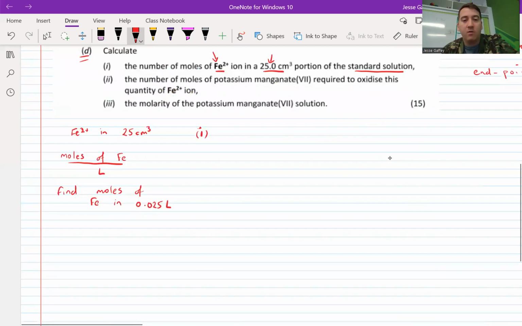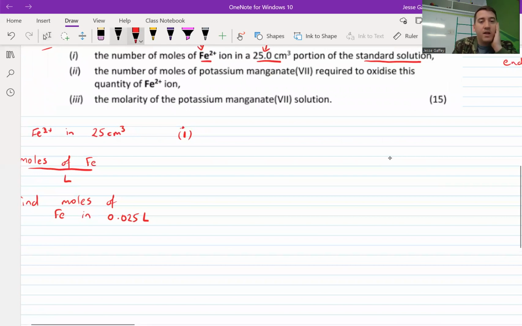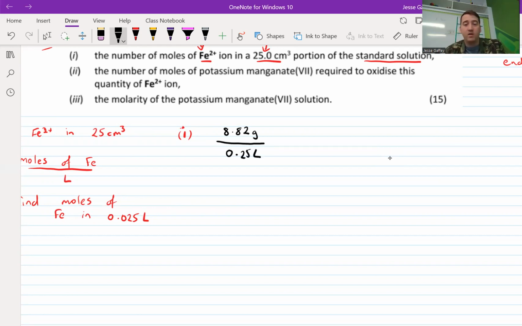Okay, so the first thing that we're told, and I'm writing it down, is that there were 8.82 grams of the chemical, and that was per 250 mils, per 0.25 liters. I always work in liters. I ask my students to do the same. So 250 cm³ is equal to 0.25 liters. And I show you loads of times how to do that conversion. Okay, so that's what I'm doing there.